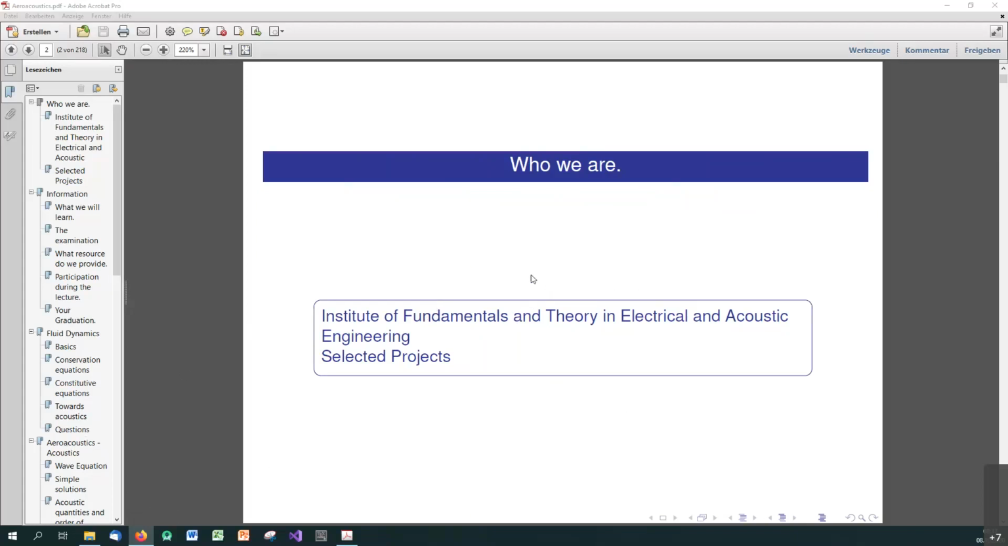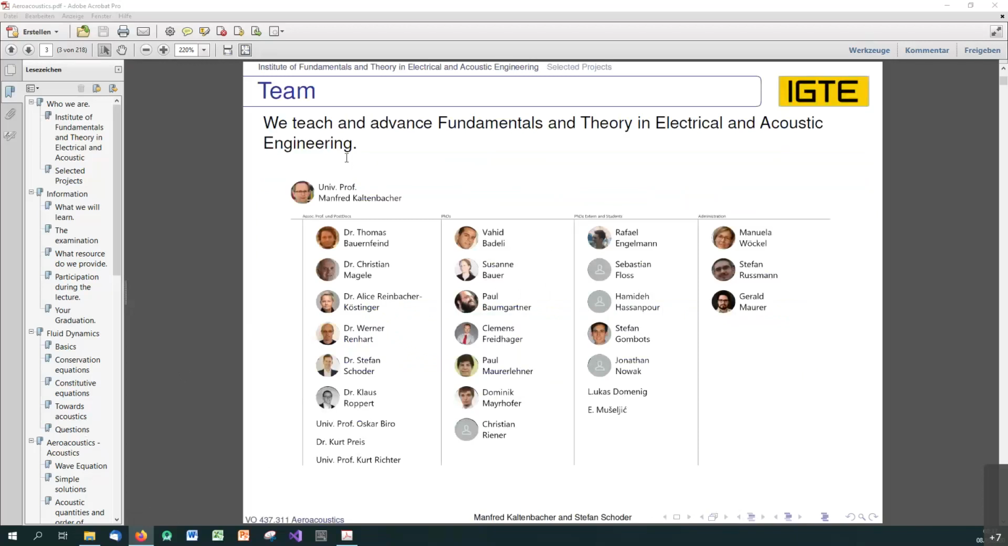So what's the institute about? You all know it. We have a new institute head. It's Manfred Kaltenbacher. He came from Vienna, as I did. I also come from the TU Wien. And years before, we also had the lecture Aeroacoustics in Vienna, which will now be taught at the TU Graz.